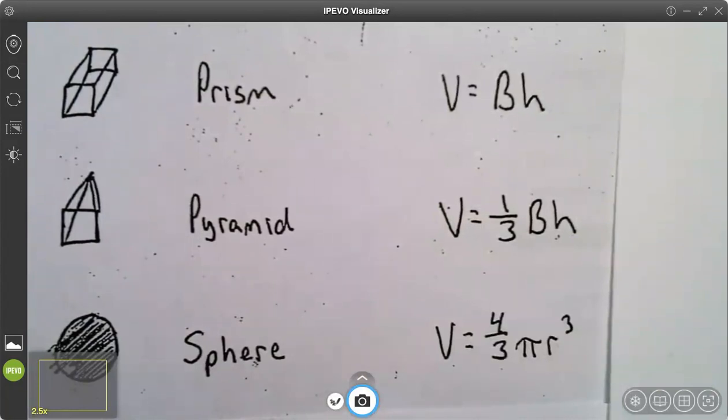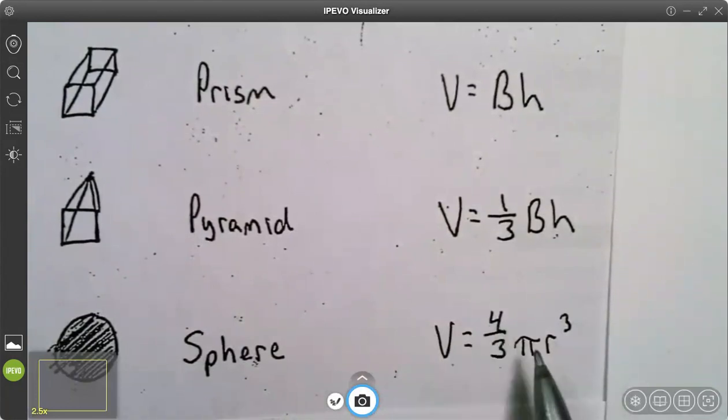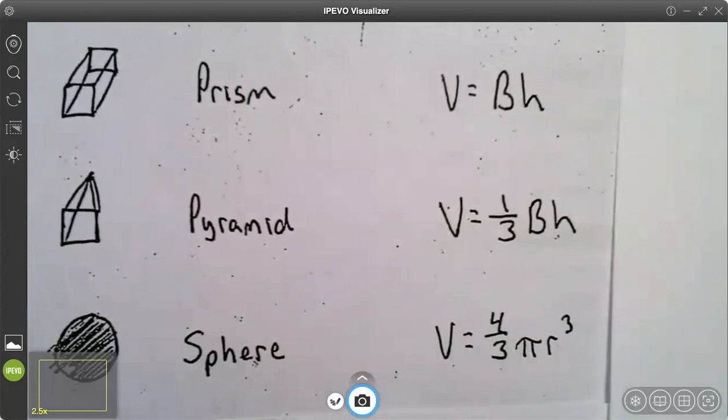But now we're going into a sphere, and a sphere has a completely different looking formula. The volume of a sphere is 4/3 pi r cubed. So that's one you either have to memorize or have written down in notes that you're allowed to use on a test. A sphere volume is 4/3 pi r cubed. So let's look at finding the volume of a sphere.